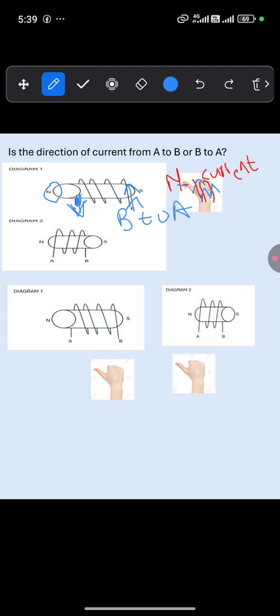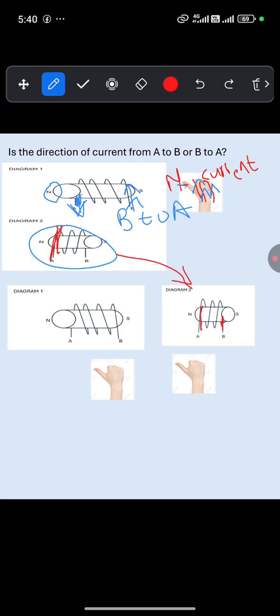Then when we look at diagram number 2, to determine the direction of current there, I identify the front wire. Here is the front wire. This is the diagram for diagram 1. This is diagram 2. The front wire is this one here. Okay? And then this is the back wire.